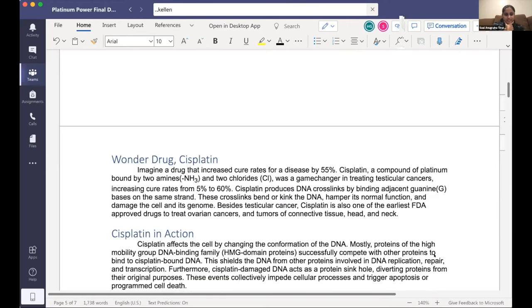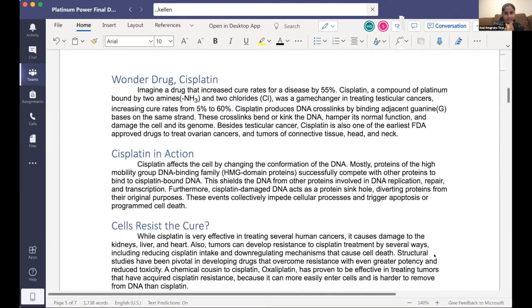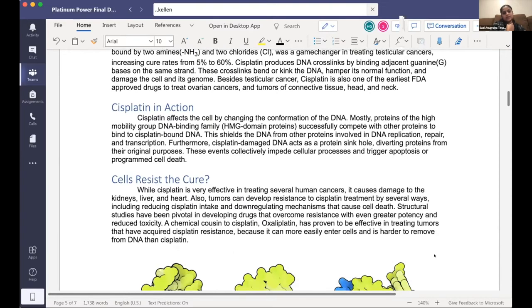Wonder Drug Cisplatin. Imagine a drug that increased cure rates for a disease by 55%. Cisplatin, a compound of platinum bound by 2 amines and 2 chlorides, was a game changer in treating testicular cancers, increasing cure rates from 5% to 60%. Cisplatin produces DNA crosslinks by binding adjacent guanine bases on the same strand. These crosslinks bend or kink the DNA, hamper its normal function, and damage the cell and its genome. Besides testicular cancer, cisplatin is also one of the earliest FDA-approved drugs to treat ovarian cancers and tumors of connective tissues, head and neck.